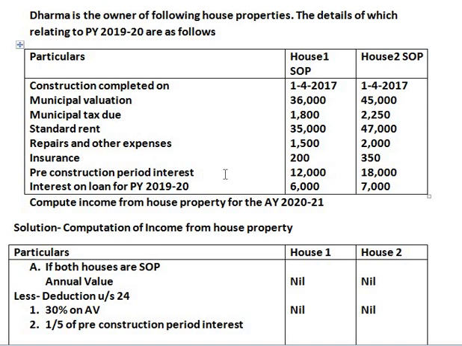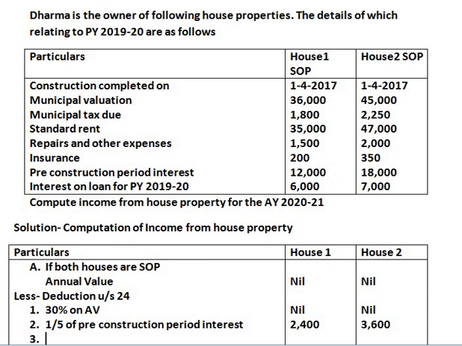So pre-construction period interest for house 1 is 12,000. 1/5 of 12,000 is 2,400. And pre-construction period interest for house 2 is 18,000, and you should calculate 1/5 of 18,000, that comes to 3,600.